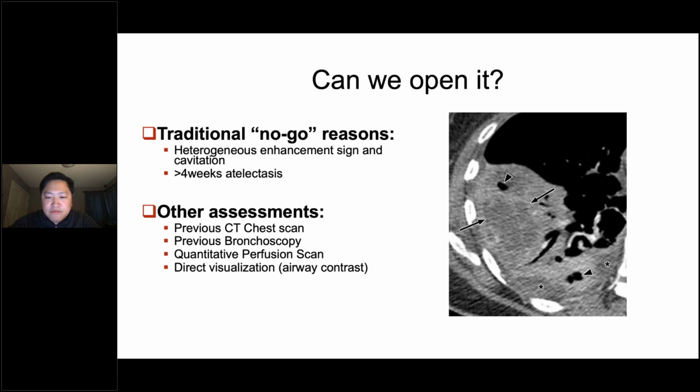Other assessments for the ability to open up an airway or central airway are a previous CT scan, which is very important, previous bronchoscopy, as I mentioned, a quantitative perfusion scan to see how much lung function there is in the target lobe that you're trying to open up, and direct visualization. We put airway contrast in parentheses. This is something that we do in our facility, and I can also touch base on it throughout this talk.